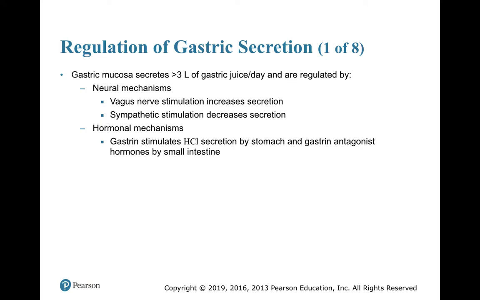The gastric mucosa secretes about 3 liters of gastric juice per day. It's regulated by both neural mechanisms and hormonal mechanisms. The vagus nerve stimulates an increase in secretion, while sympathetic stimulation would decrease secretions. Gastrin, a hormone, is going to stimulate hydrochloric acid secretion by the stomach, and there is a gastrin antagonist produced by the small intestines.